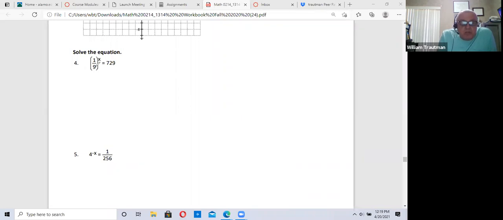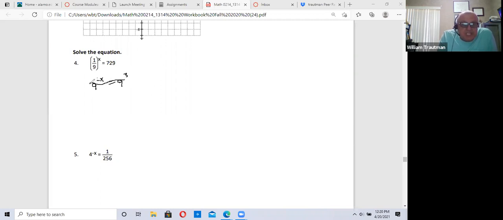So I'm going to bring this 9 to the top. When you flip this, 1 over 9 becomes 9 over 1, or 9. You have to add a negative to the power when you flip something. And then 729. If I raise 9 to the 3rd power, I get 729. Do you see 729 is 9 to the 3rd power? So by having 1 over 9, you can flip it by putting a negative up here. Now you have a base of 9. 729 is 9 to the 3rd power.